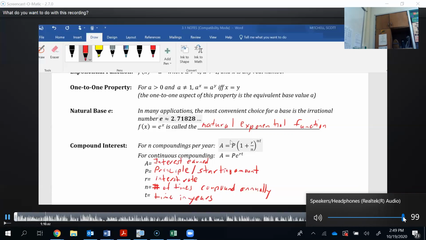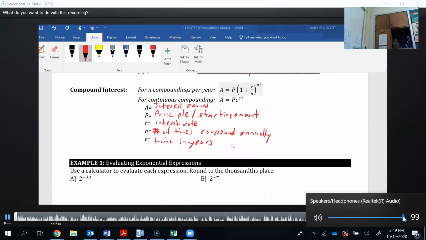P is the principal or the starting amount of money or bacteria or something else. R is the interest rate or the rate of increase or decrease. N is the number of times compounded. If you look at the continuous formula, there is no n because compounding continuously isn't a specified amount. Continuous growth or decay concept. And T is the time. So those are all the variables.